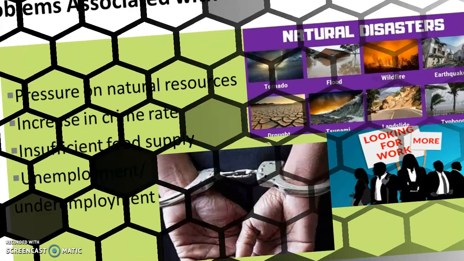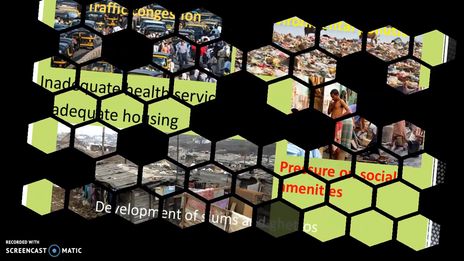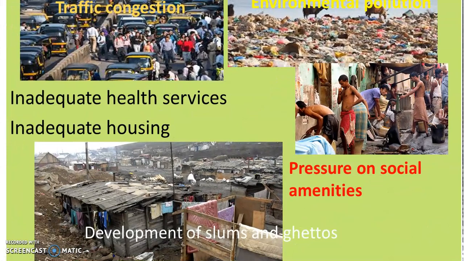So all these are problems that are associated with overpopulation. What of traffic congestion in the cities or in towns? All is because the population is more than the carrying capacity of that city. And then we have also environmental pollution. Pollution will be increased. Environment will get polluted as people throw refuse everywhere, sewages everywhere. The environment will get polluted.